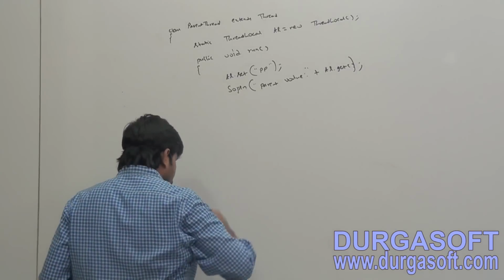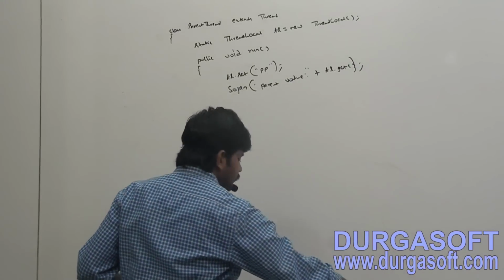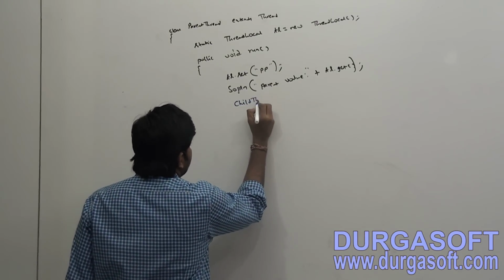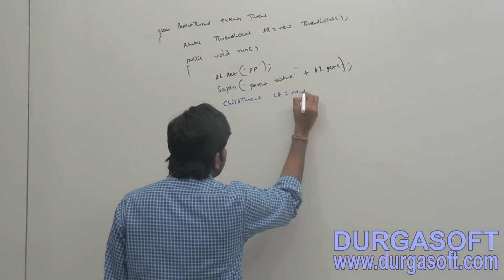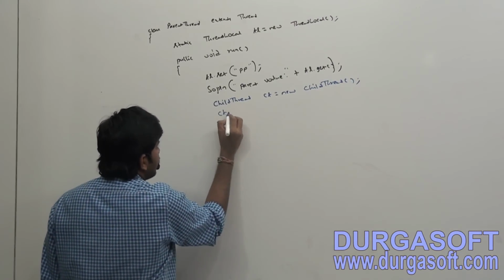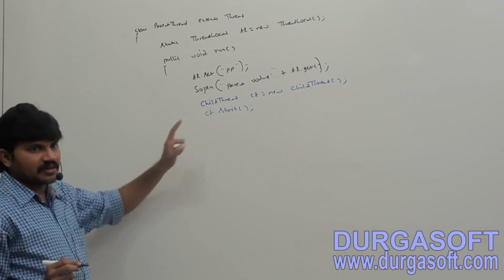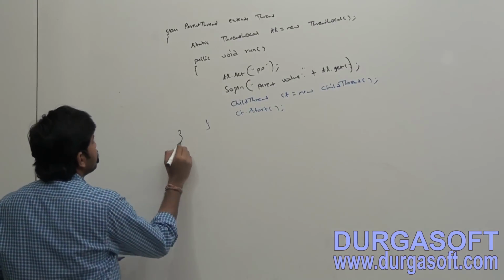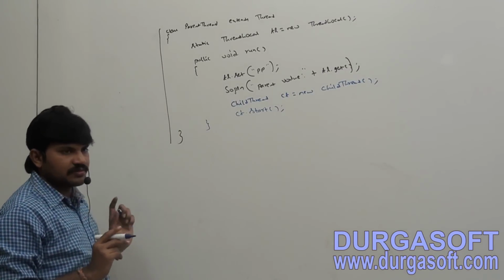Now just observe these lines. Now I am taking the child thread: CT is equal to new ChildThread, and CT.start. Now the child thread is started by this parent thread. Now the end of this one and the end of this class. The parent thread class is completed: the run method ends, and the class ends.